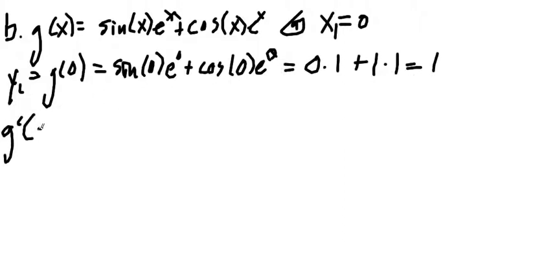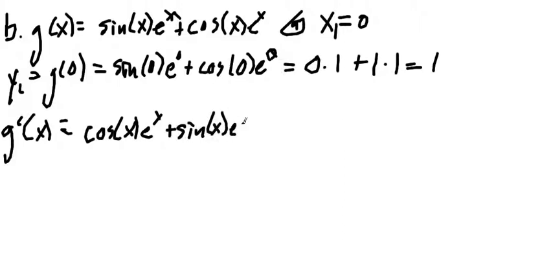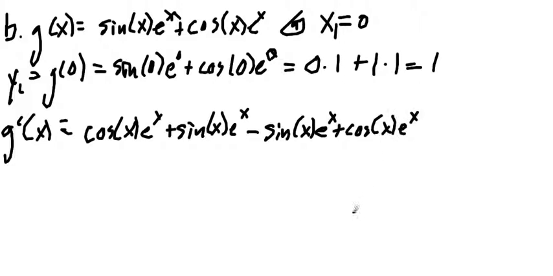Now let's figure out the slope. To do that, I need to differentiate g. I get, by the product rule, we already did this at some point, I think, sine of x times e to the x. The product rule gives me cosine of x times e to the x, derivative of sine times e to the x, plus sine times the derivative of e to the x, which is itself. Great. Then I add the derivative of cosine, which is negative sine, so I'll just write minus sine of x times e to the x, plus cosine times the derivative of e to the x, so plus cosine of x times e to the x.